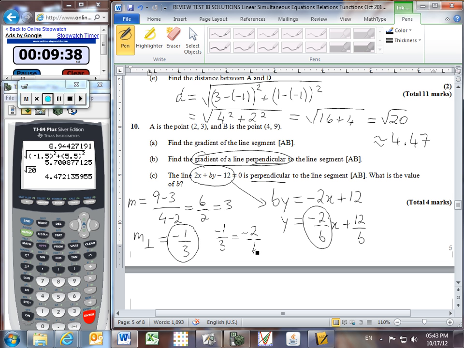Alright, let's cross multiply then. So b times negative 1 gives me negative b, and 3 times negative 2 gives me negative 6, and you'll discover then that b is equal to positive 6.